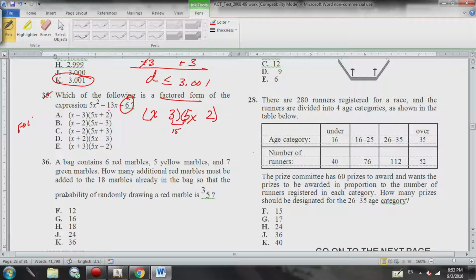Remember the FOIL. These have to add up to 13. 15, and the outer is what? Is 2. Do they add or subtract to give 13? They do. See, this works. 15 minus 2 is 13. The last thing you do is put the signs in. So this is a negative sign over here. That tells me that these signs are going to be different. And this sign tells me the bigger product is going to be negative. This is the bigger product. So that's going to be negative, and this is going to be positive. So it's going to be x minus 3 and 5x plus 2. That's choice A.